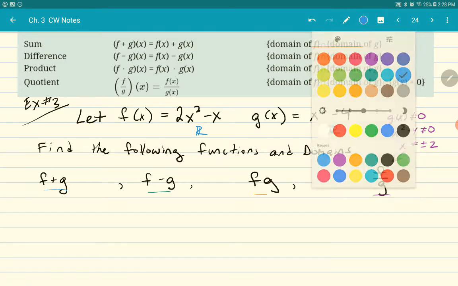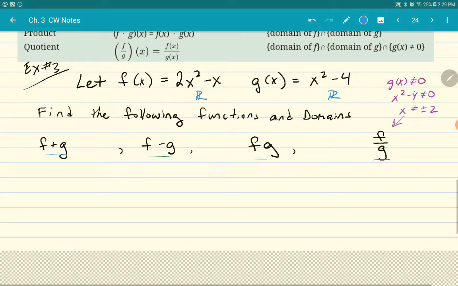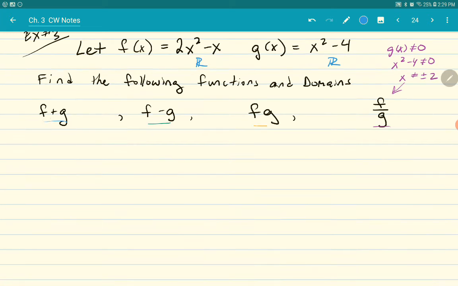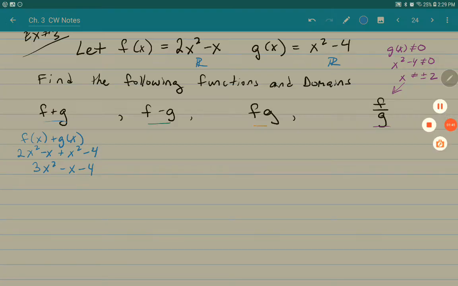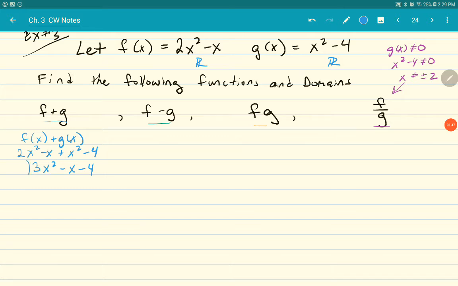All right, so finding the sum. So f plus g, remember that's just an abbreviation for f of x plus g of x. And I have 2x squared minus x plus x squared minus 4. And combining like terms, I get 3x squared minus x minus 4. And as suspected, the domain here is no restrictions, so that's negative infinity to infinity in interval notation.